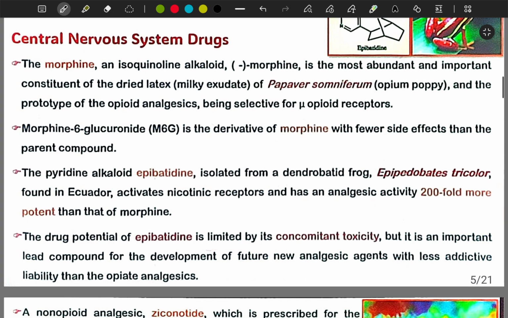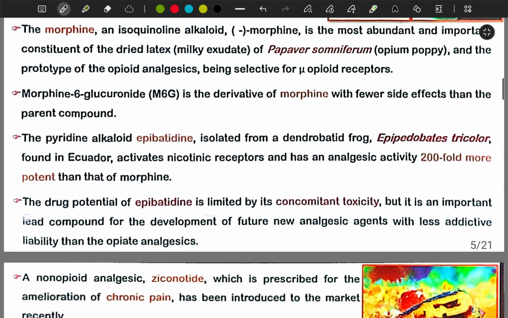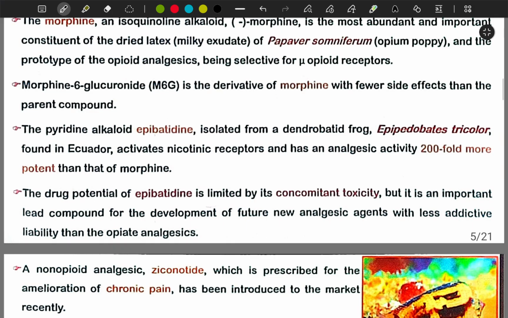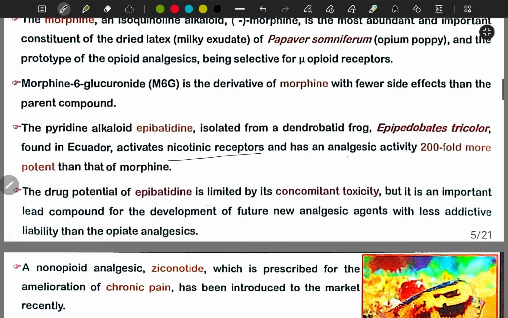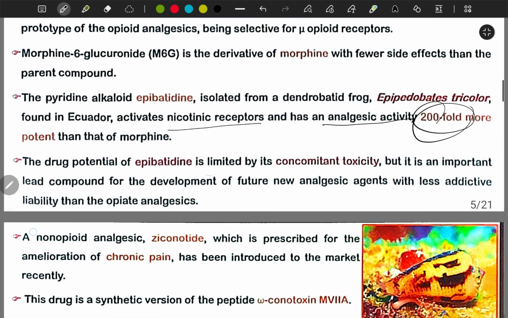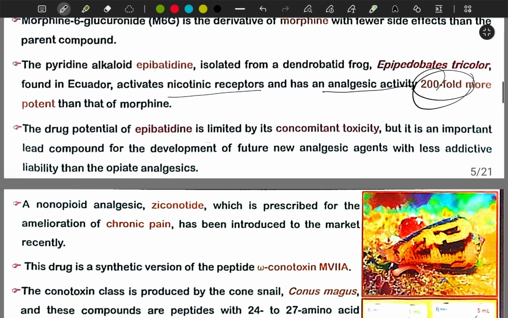The pyridine alkaloid epibatidine, isolated from the dendrobatid frog Epipedobates tricolor, activates nicotinic receptors and has analgesic activity 200-fold more potent than that of morphine. The drug potential of epibatidine is limited by concomitant toxicity, but it is an important lead compound for the development of future new analgesic agents with less addictive liability than the opiate analgesics.